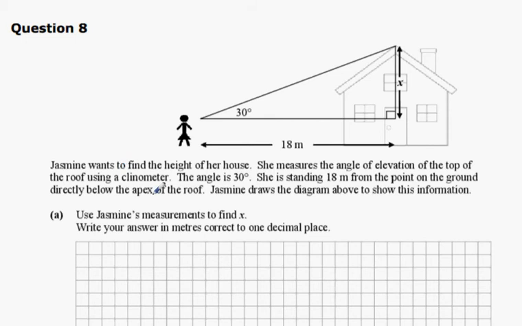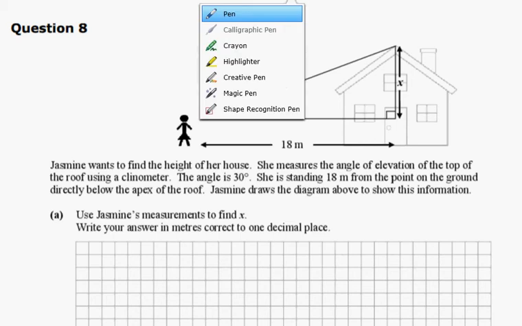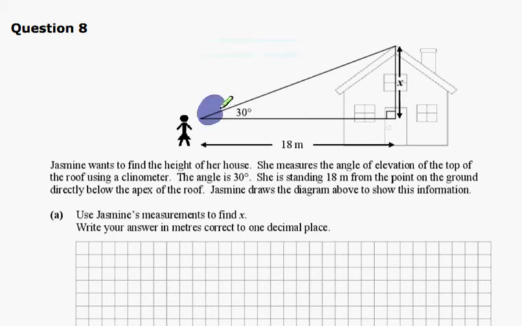Now, Yasmin wants to find, are you looking? Wants to find the height of her house. She measures the angle of elevation from the top of the roof using a clinometer. The angle is 30 degrees. She is standing 18 meters from the point on the ground directly below the apex of the roof. Yasmin draws the diagram above to show this information. Use Yasmin's measurements to find x. Our whole question is located where at the moment?